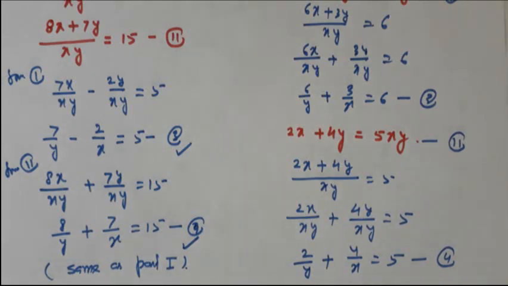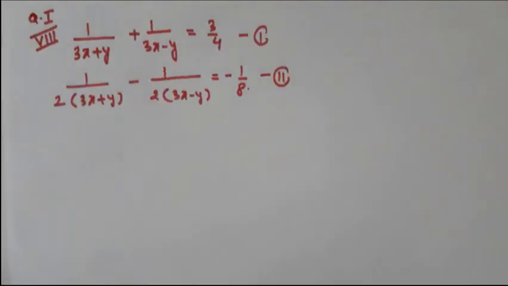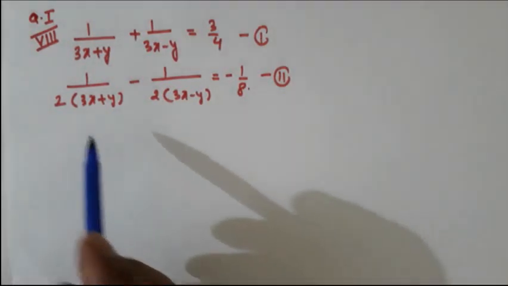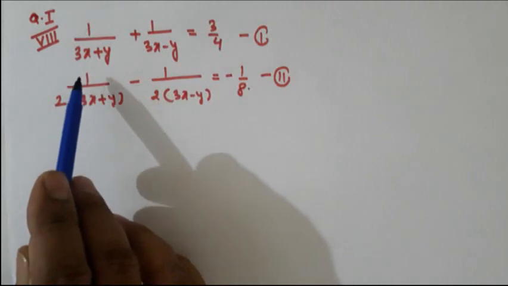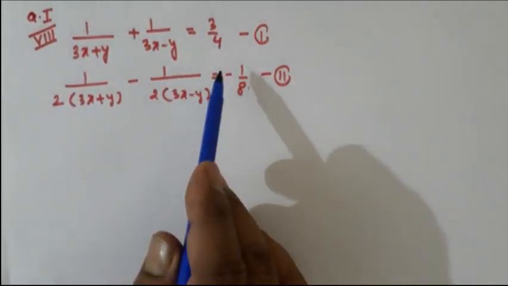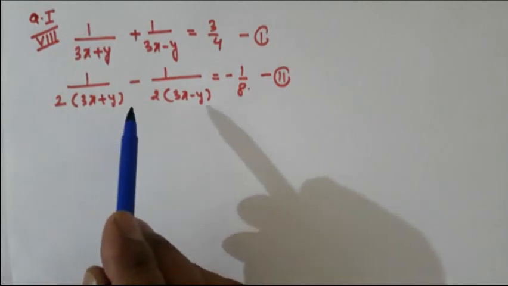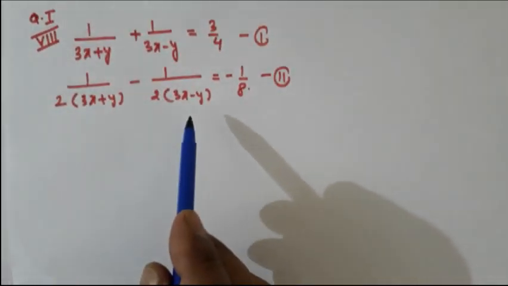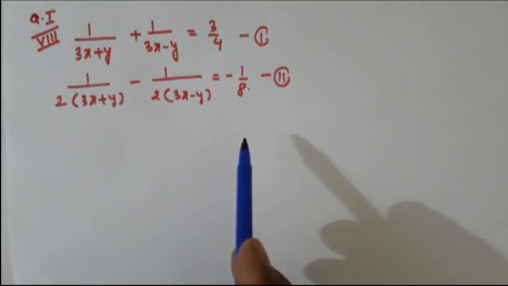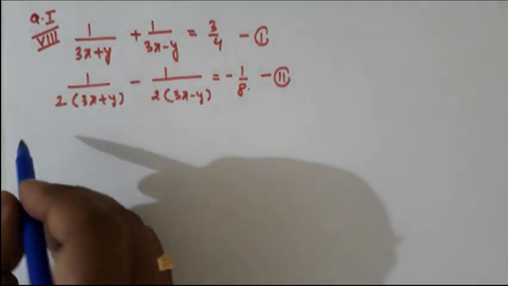Now see the next question. Question number 1 and the last part, this is 8th part. Method is same, 1 upon 3x plus y, 1 upon 3x minus y equal to 3 upon 4, and this is 1 upon 2 (3x plus y) minus 1 upon 2 (3x minus y) is equal to minus 1 upon 8. So what to do here?